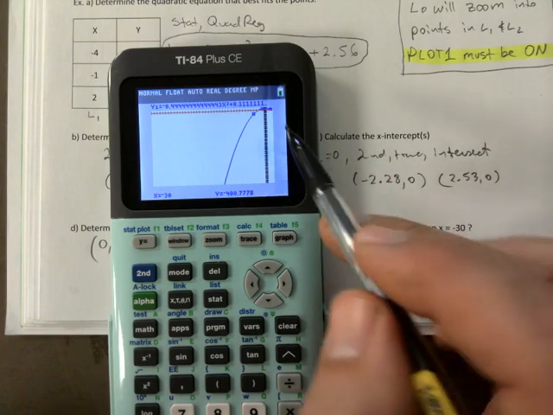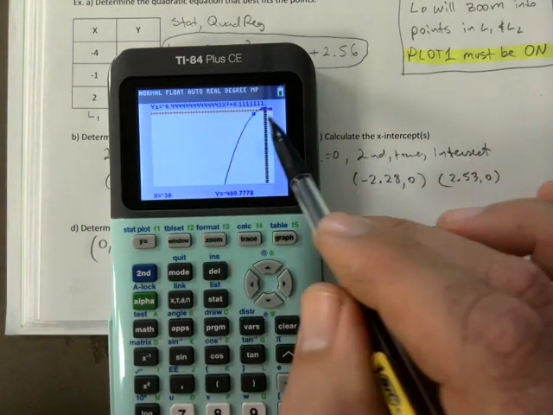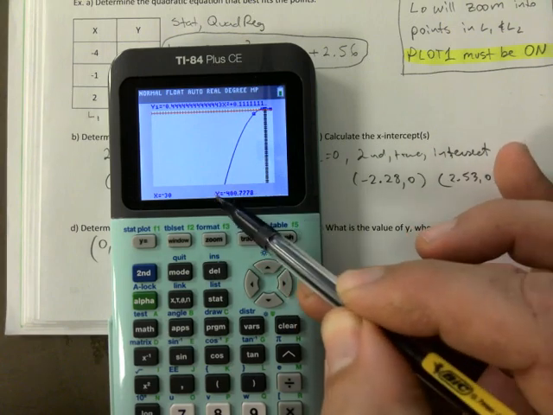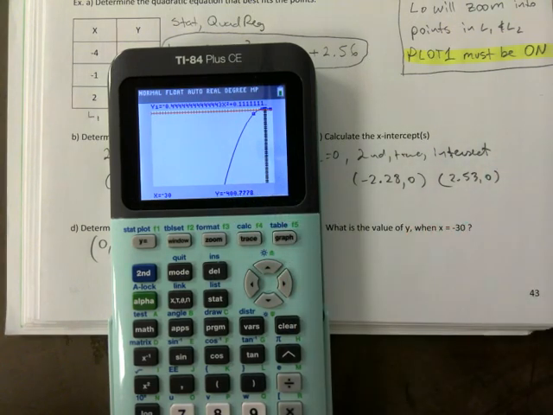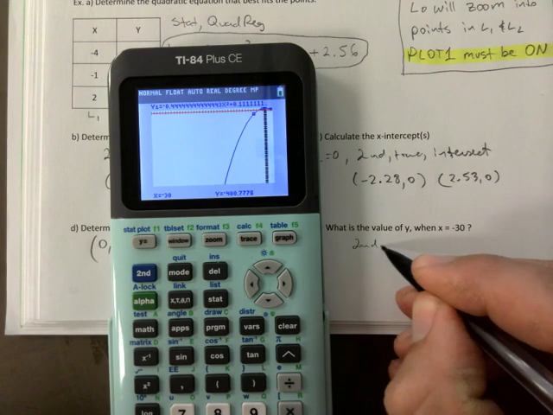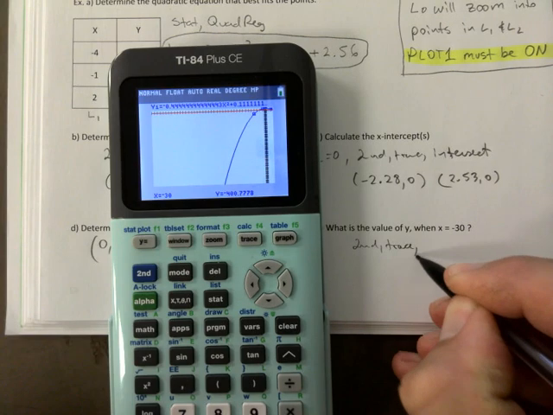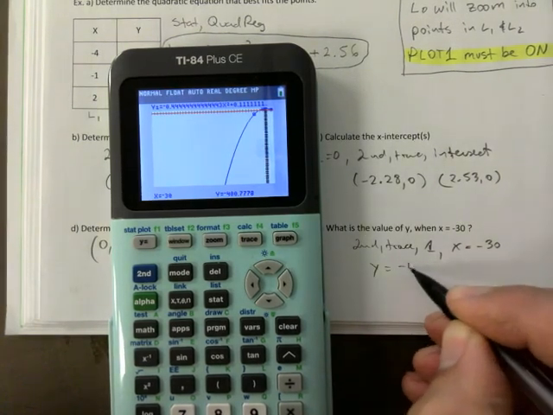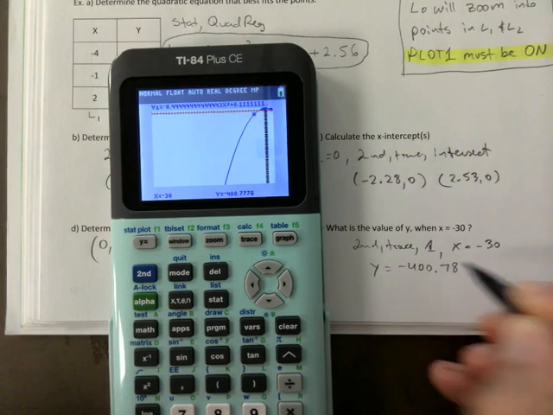All right, because I could see enough of the x values. Technically, you'd have to change your y min to like negative 405 or something to see that point, but it gave it to me. So second trace 1, x is equal to negative 30, y is equal to negative 400.78.